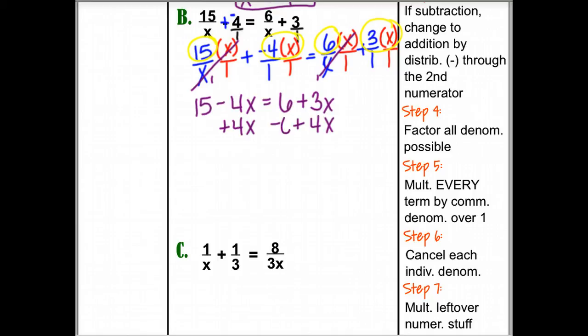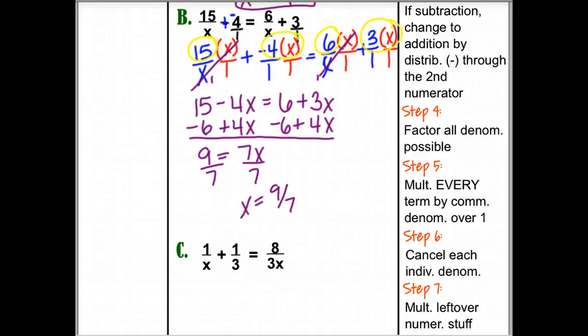And I'm going to subtract 6 from both sides. Doing that will give me 9 is equal to 7x. Divide by 7, and we get x equals 9 over 7, or 1 2/7.